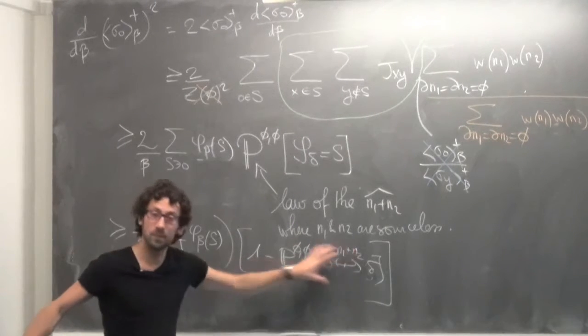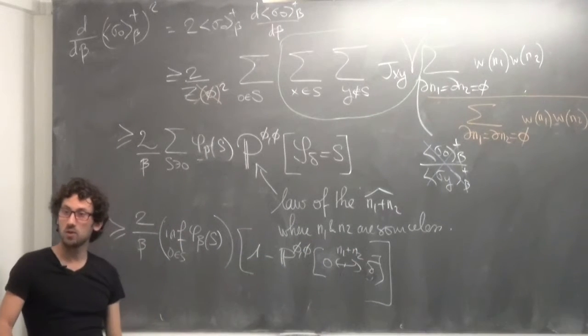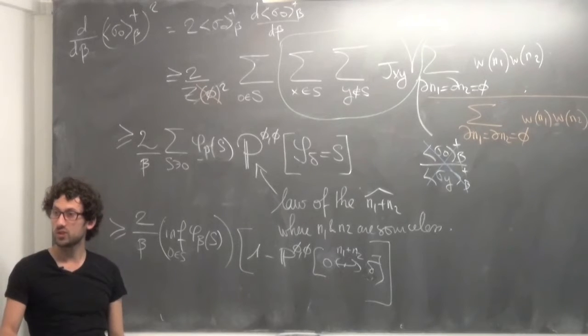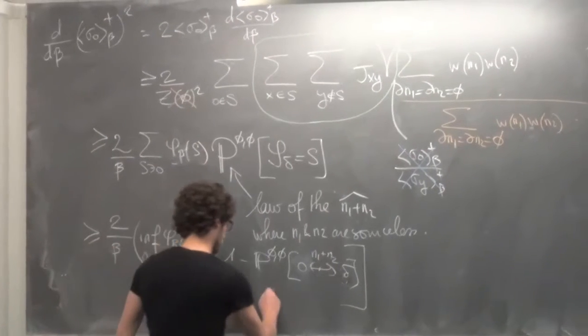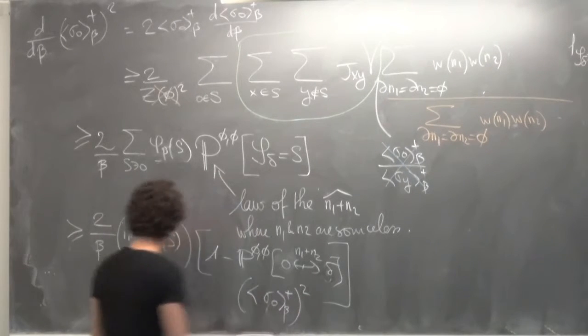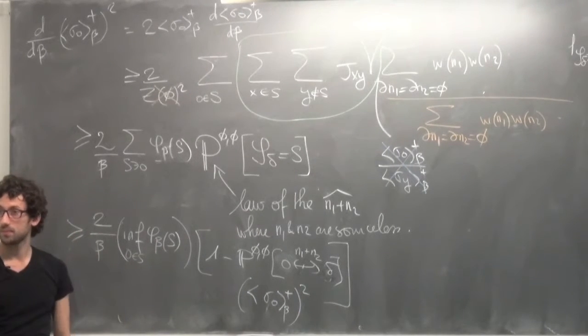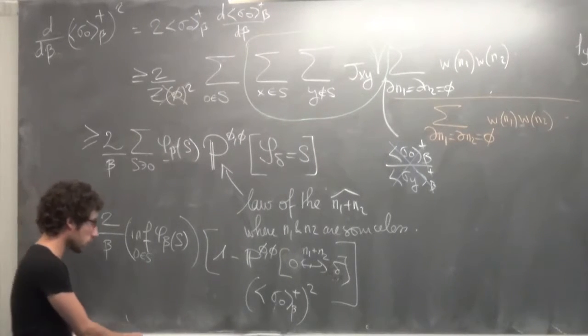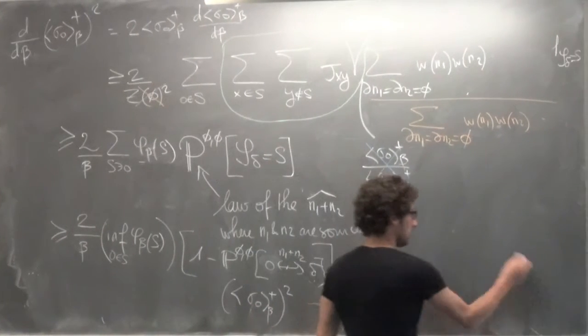What is this quantity? Well, you use the switching lemma. This is just sigma 0 plus squared. And that's exactly what we wanted. So this is the end of the proof.